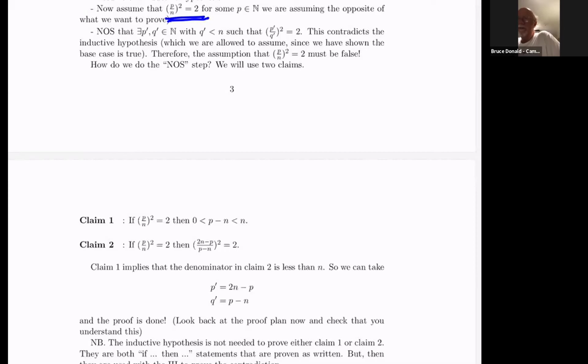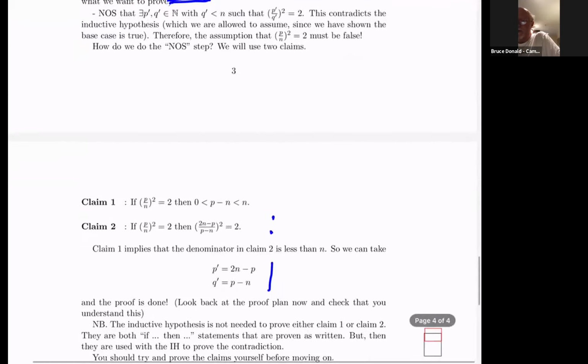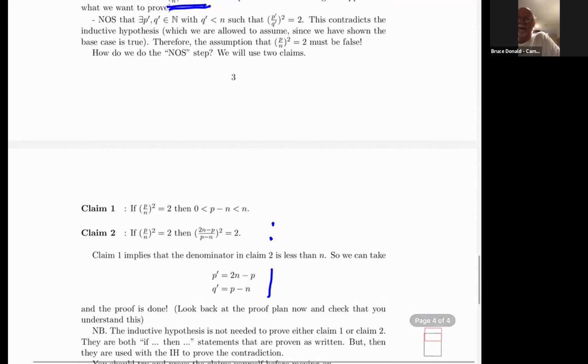So in order to do this, we call p prime and q prime witnesses. They're witnesses to the crime. They show that something is false. I have to actually produce those in a lineup and make sure they're true. So I just take p prime to be the numerator here and q prime to be the denominator, as I've done like that, and the proof is done. Why is it done? Because I've demonstrated that there is a rational square root of 2 with the denominator less than n. That can't happen because the inductive hypothesis assumes it can't happen. So as soon as we prove claim 1 and claim 2, this is done.